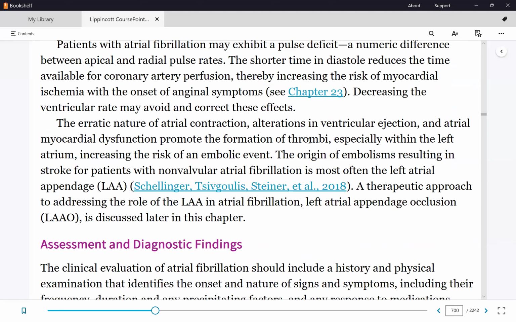So we have here left atrial appendage occlusion, meaning, let me show you. Oh, I can't, I have no screen. So not all people have a left atrial appendage. What it is, it's like a little extension of the left atrium.